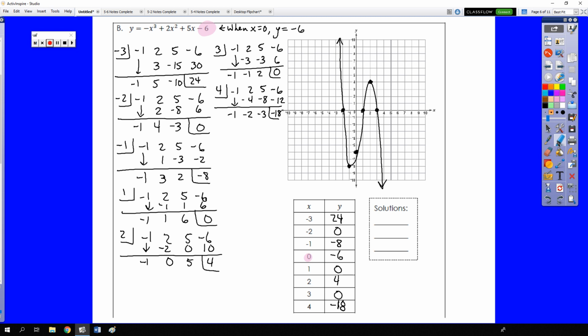Okay, then we need to identify our x-intercepts. There are 3 of them. It crosses the axis at 3 places. Those 3 places can be seen in the table. They're the places where y equals 0. So those 3 values are x equals negative 2, x equals 1, and x equals 3.